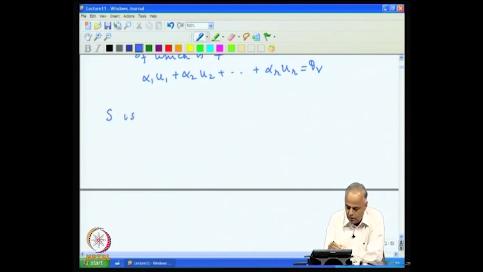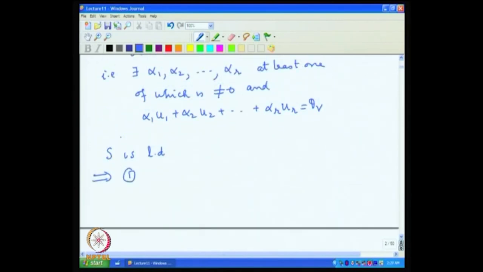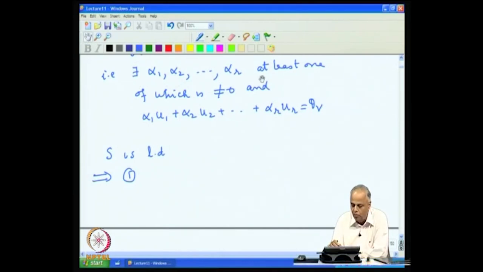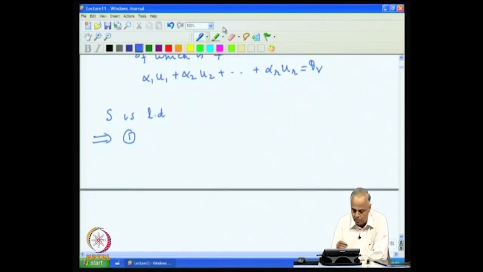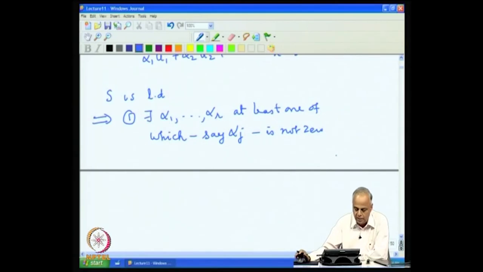Now, let us look at one simple property of linearly dependent vectors. Suppose S is linearly dependent. This implies, just as we observed above, there exist alpha 1, alpha 2, ..., alpha r, at least one of which, say alpha j, is not 0, such that this linear combination is 0. So, that is the first thing that we notice if S is linearly dependent.